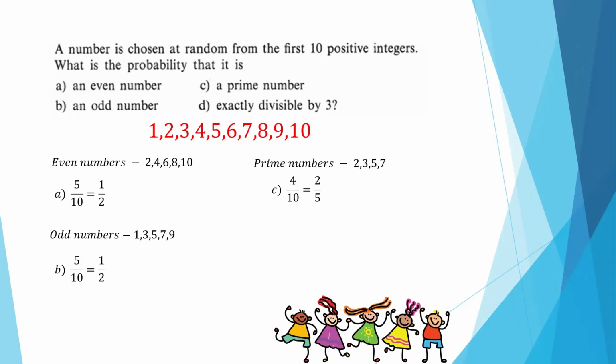The last one is exactly divisible by 3. Here you can see 3, 6 and 9. When you divide them, you get exactly divisible by 3, which means there are no remainders. So the probability will be 3 over 10.